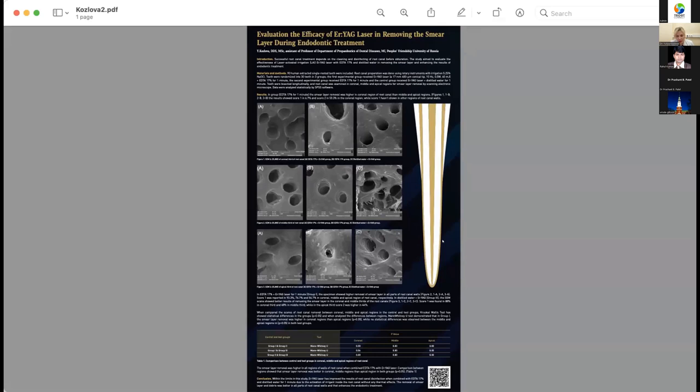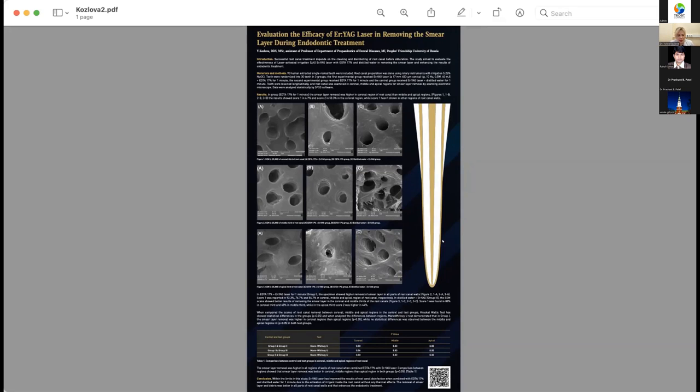So when we have patients with a diagnosis of pulpitis, or we are doing retreatment of root canals as well, we have smear layer on our dentine walls, and the aim for the dentist is to clean as effectively as possible, so that when we do the obturation it will be a good quality treatment.